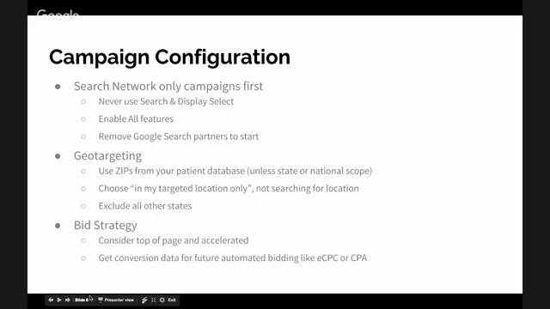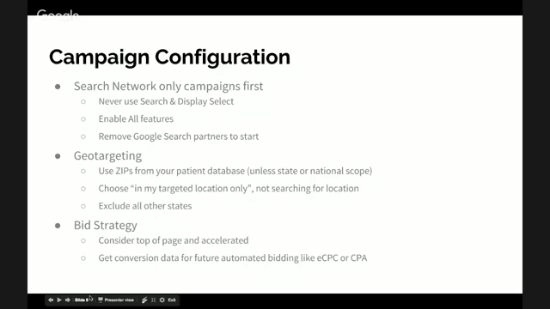Then, very importantly, because you've enabled all features, as I just described above, you're going to want to choose "in my targeted location only," and not choose the option that includes searching for location. And the reason is Google layers in a geographic search in which it uses city names, state names, and zip codes to trigger ads in those locations. And so if you're searching for a particular city that's nearby you, it may actually trigger ads in states that has the name of that city as well.